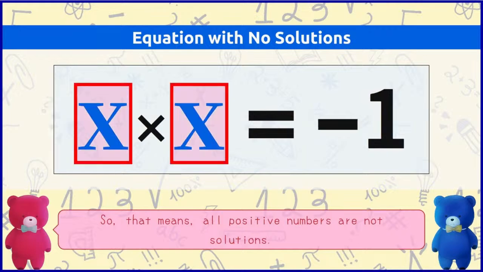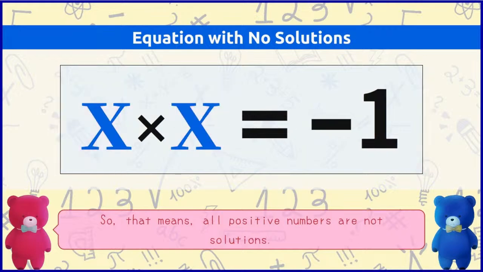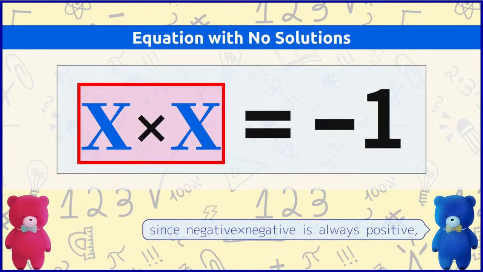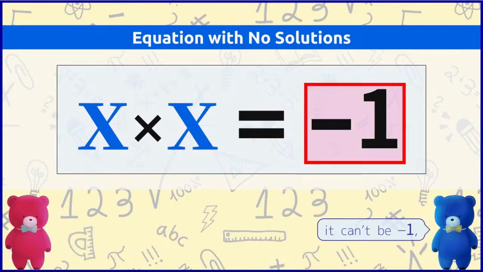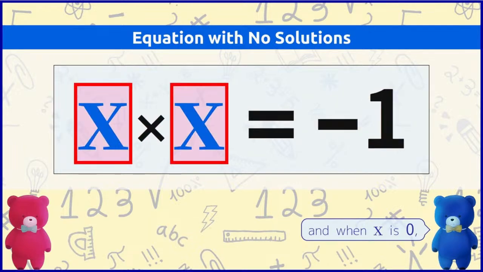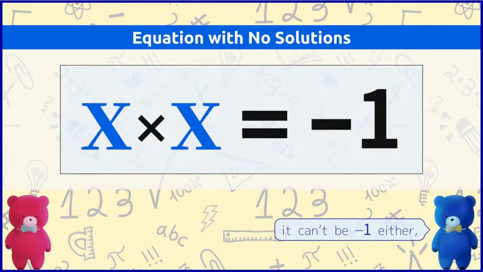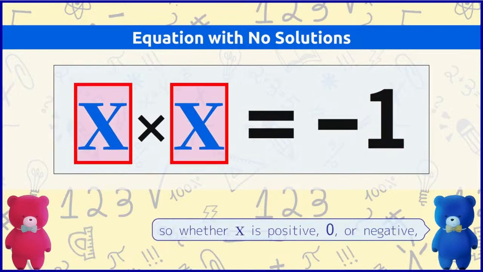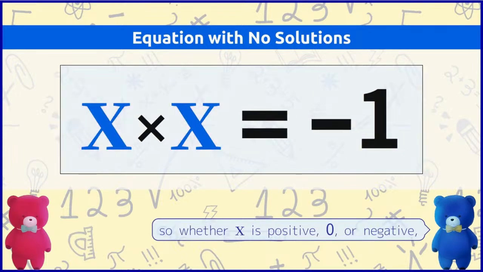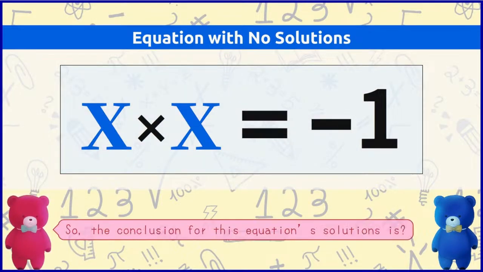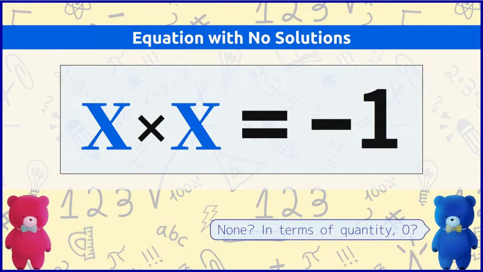So that means all positive numbers are not solutions. Right. Since negative times negative is always positive, it can't be -1. And when x is 0, since 0 times 0 is 0, so whether x is positive, 0, or negative, this equation doesn't hold. Correct. So the conclusion for this equation's solutions is 0 in terms of quantity. Yes, exactly right.